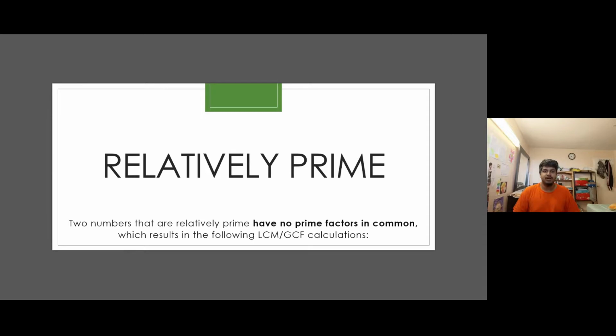So the first term we're going to go over is this term called relatively prime. Okay, now this term, let me just grab my pencil here, corresponds to two numbers that have no prime factors in common. And this is important, of course, but it has some important implications when it comes to the GCF and the LCM. Let's talk about them.